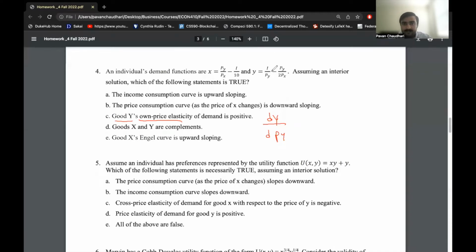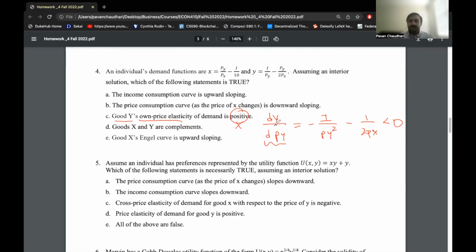And we get the derivative is equal to, let's see, negative I over py squared minus 1 over 2px. And so this is clearly going to be negative. And so that's why it's not positive, right? Because when py goes up, y is going to go down, right? It's a negative derivative. Either way, you could do the arrow method or do the derivatives. Okay, now this derivative is going to tell you the sign of the elasticity.